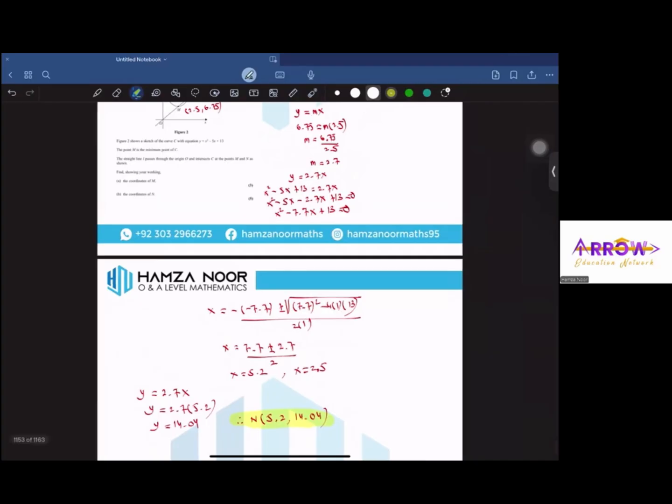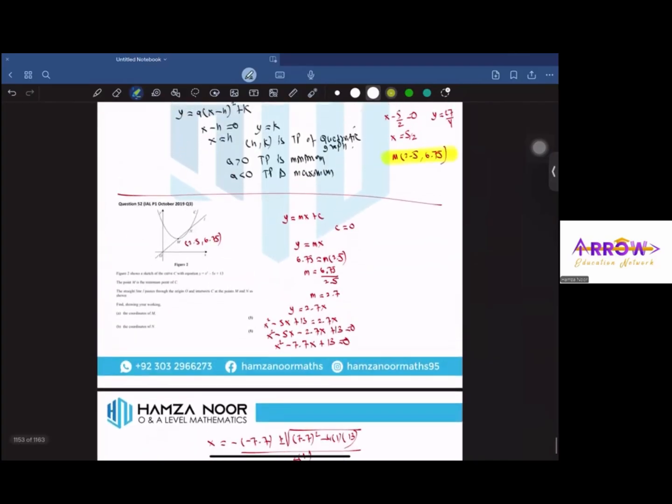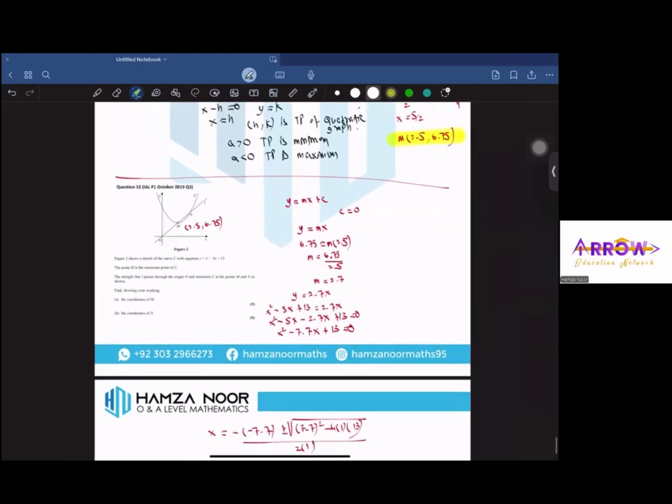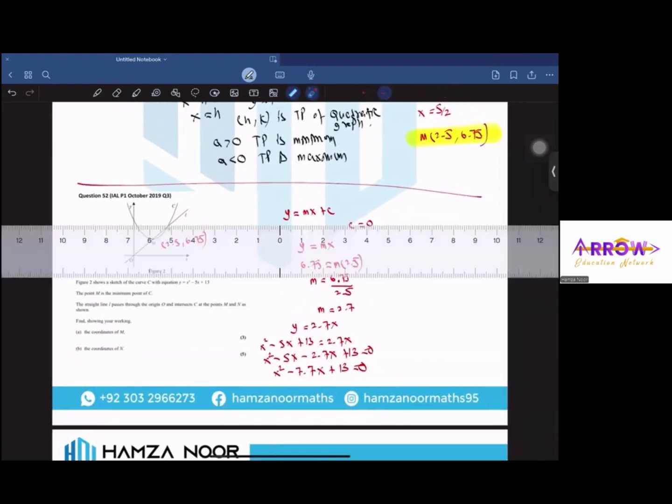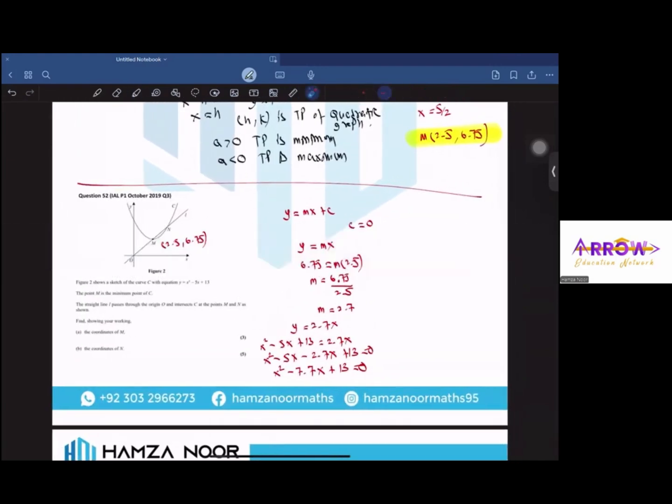So in part B, it was asked to find the coordinates of N. First of all, I made an equation for the line L. As we know that L passes through the origin, the y-intercept for the line L will be 0. So the equation of the line L is in the form y equals mx. Since we already found the coordinates of M in part A, I substituted the coordinates into the equation of the line L so that I was able to find the gradient of the line L, which was 2.7.